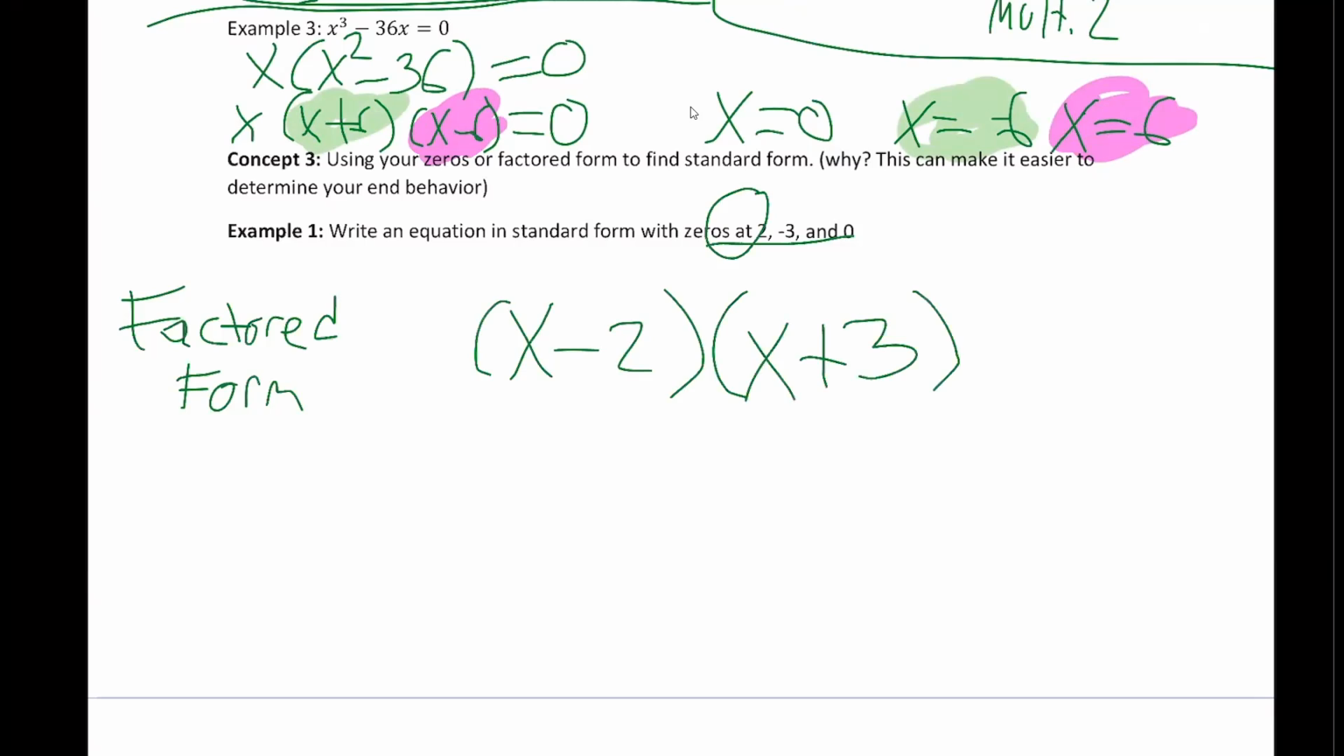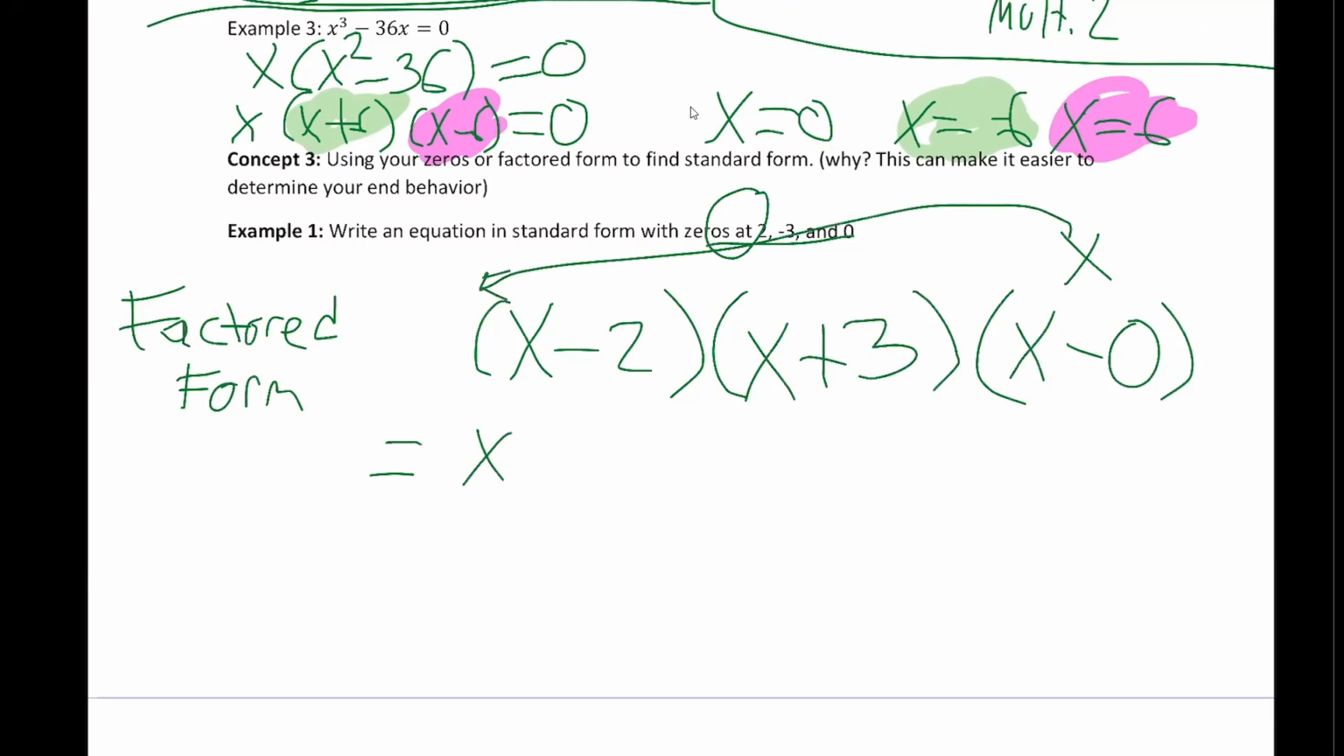And then x minus 0 is a little bit weird. You could just have x minus 0, but one tip: x minus 0 is just x, right? So maybe a better way to write this is we could just have an x in front. I'm just going to move this to the front, and then I'm just going to copy these other two binomials. So this is our factored form.